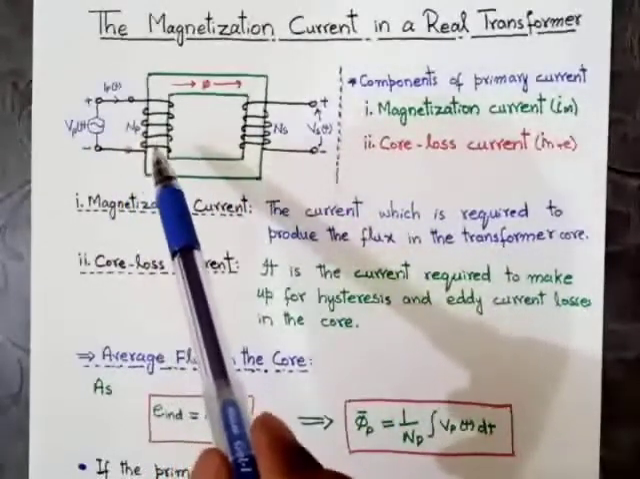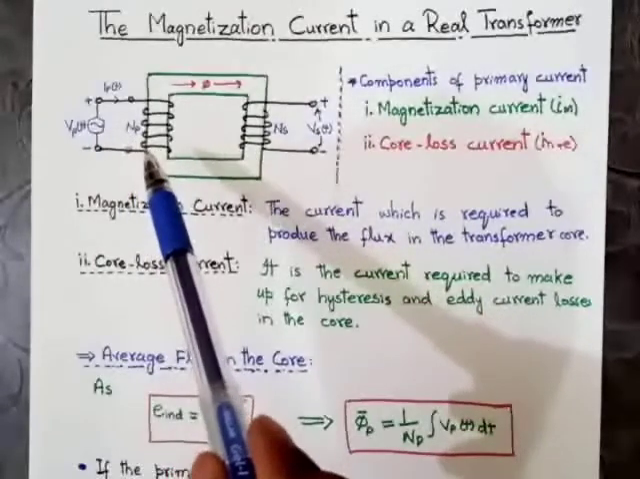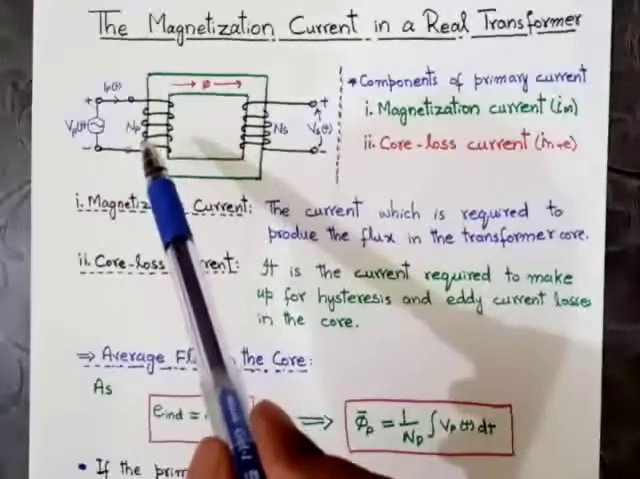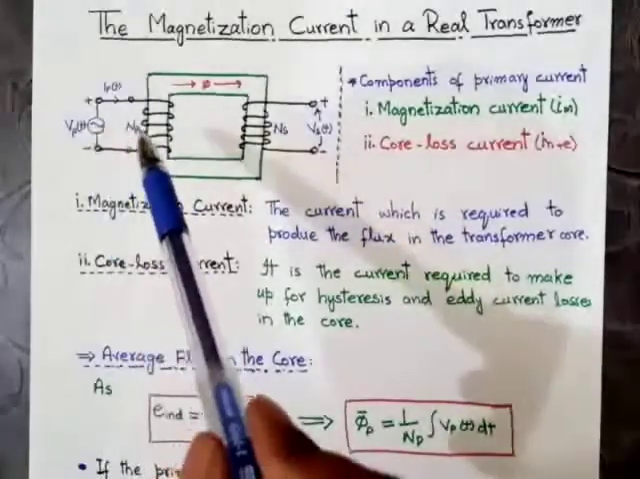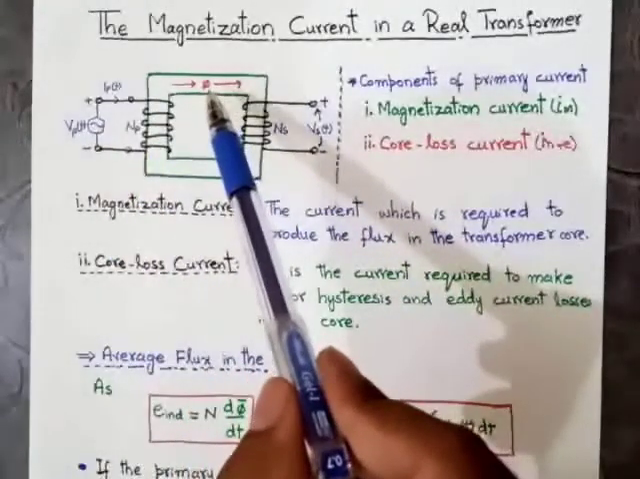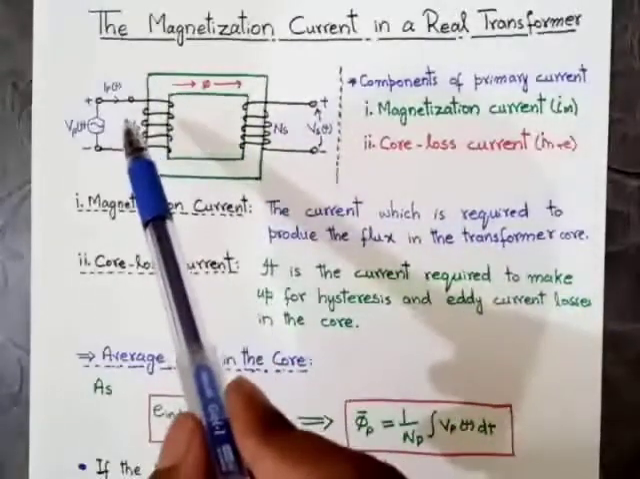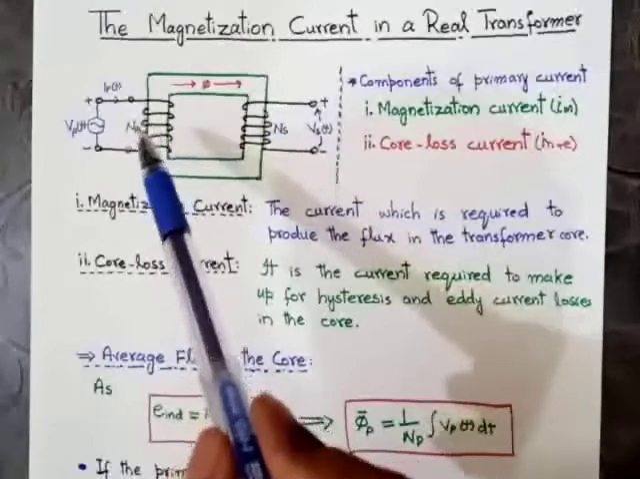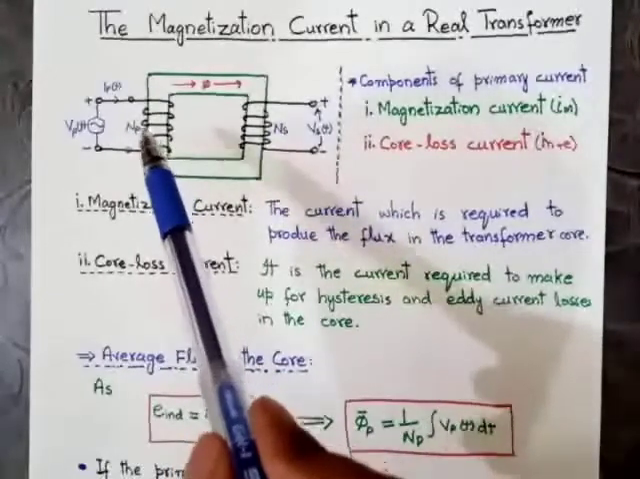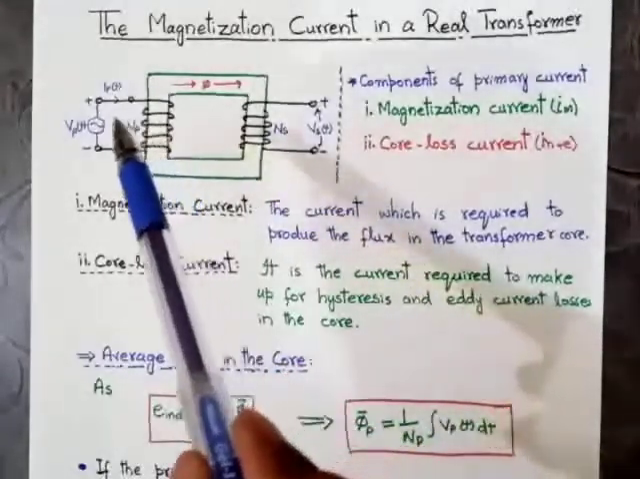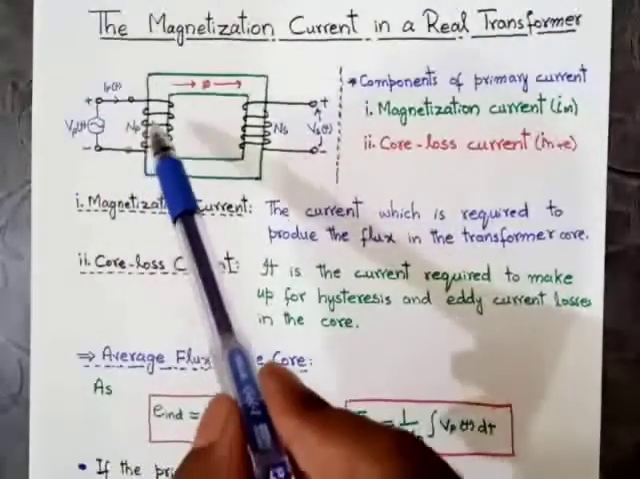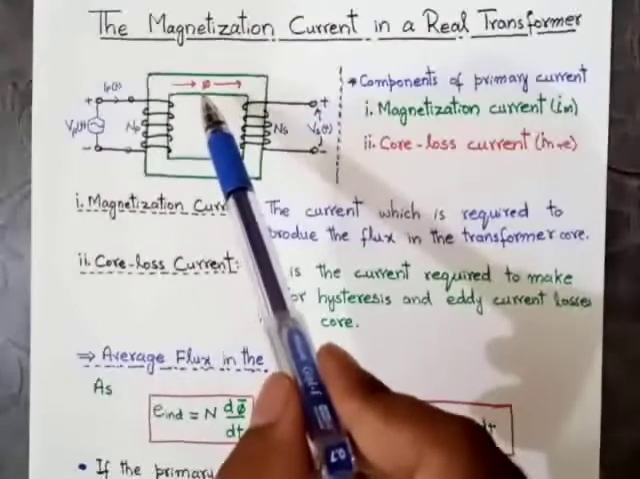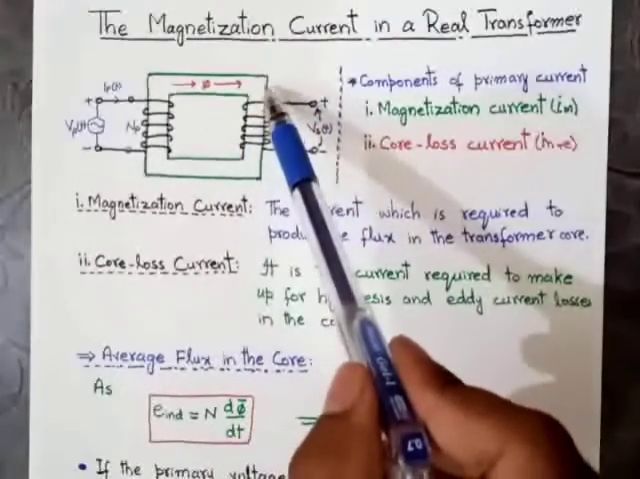Due to the primary current, according to Ampere law, flux will be produced in the real ferromagnetic core. When the current flows across the primary winding or across the primary circuit, then according to Ampere law, a flux will be produced in a real ferromagnetic core. This is the flux and this is the real ferromagnetic core.